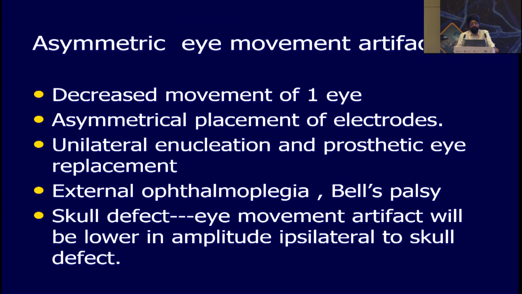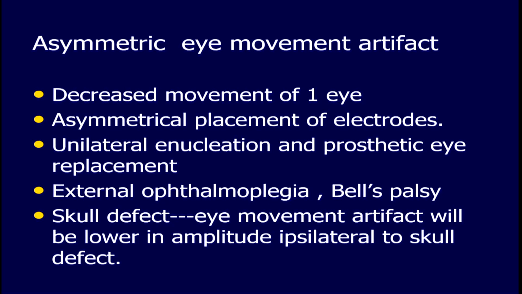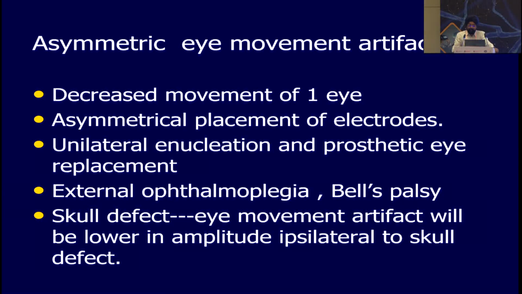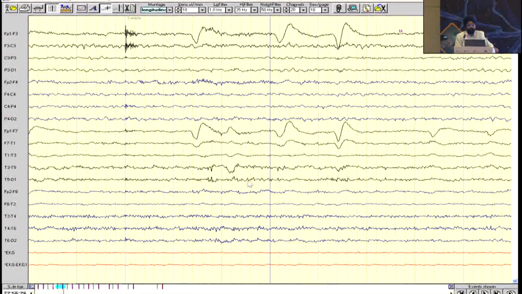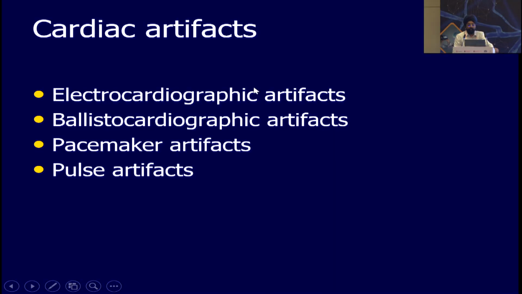Now, asymmetric eye movement artifacts: decreased movement of one eye, asymmetrical placement of the electrodes, unilateral enucleation or prosthetic eye replacement, external ophthalmoplegia along with or Bell's palsy can cause all these asymmetric eye movement artifacts. Or it can be a skull defect, where the eye movement artifact will be lower in amplitude if lead to the skull defect. Now in this we can see only one side has unilateral eye blinks; the right one is not showing any eye blink movement or artifact.